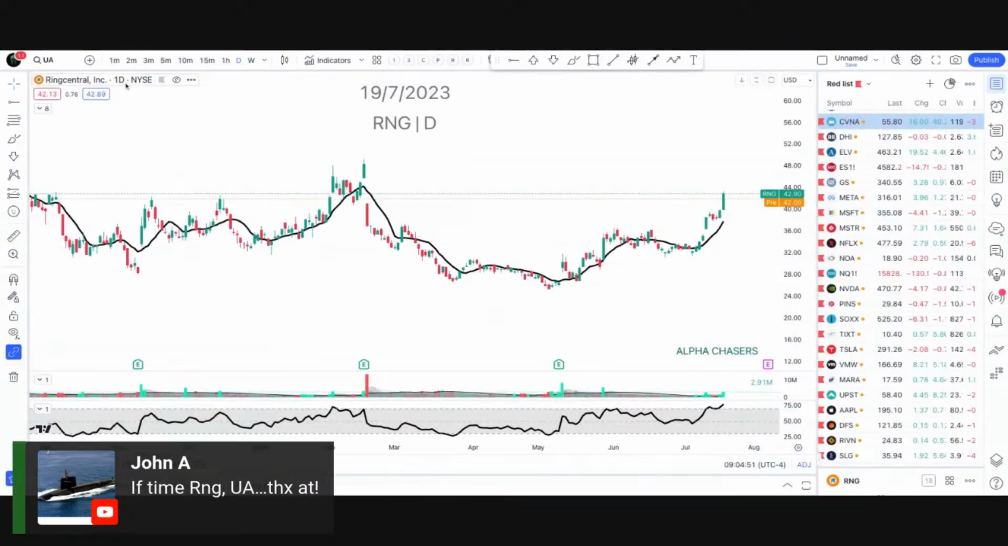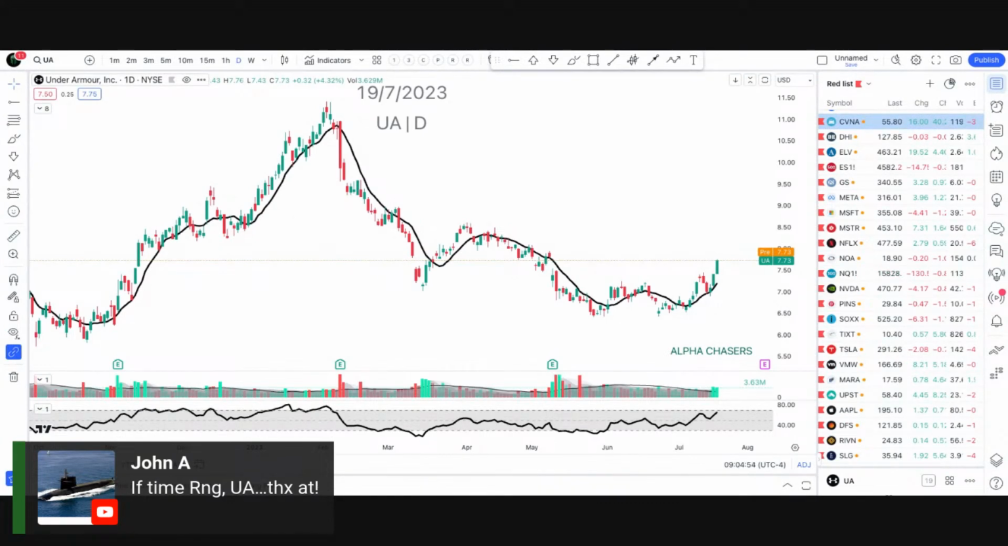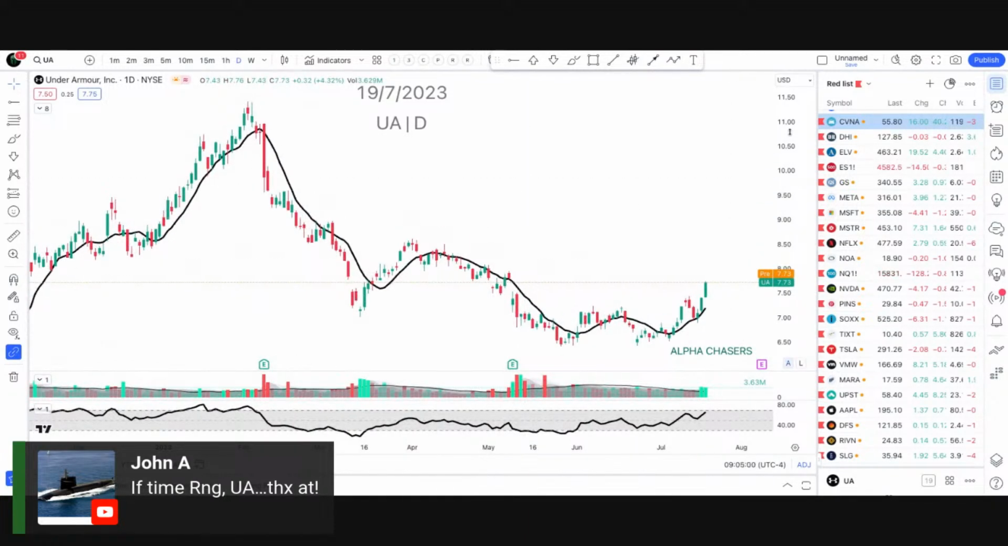UA. I mean, you got the volume. People are looking for the next one. I think Under Armour's had its day in the sun. I do, but that could work. That's solid volume coming in.